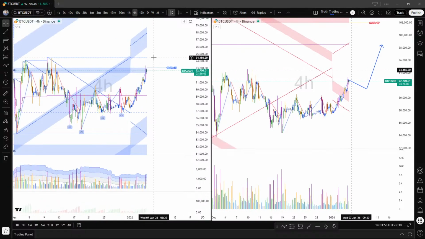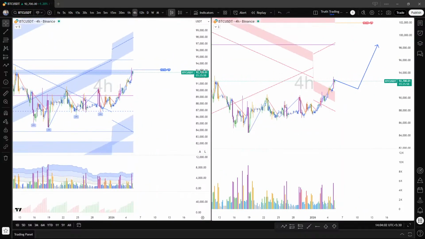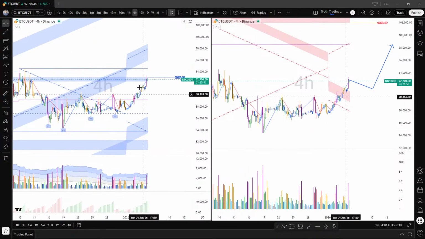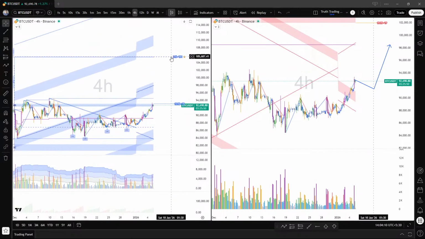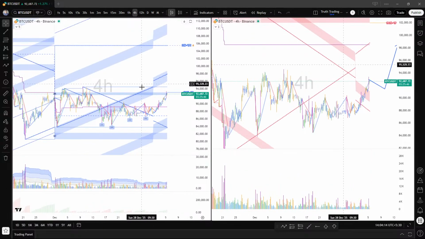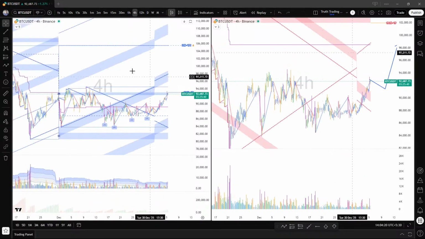Okay, and so it has reached its target. Okay, and the next target is this one, 106K, yeah, 105K. So it has to overcome this resistance in order to go up. So we'll see what happens.